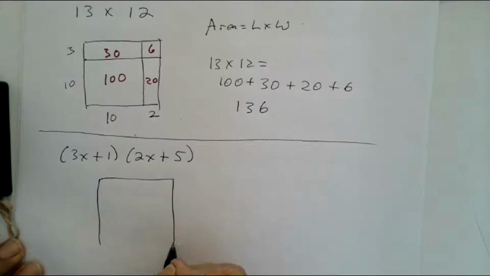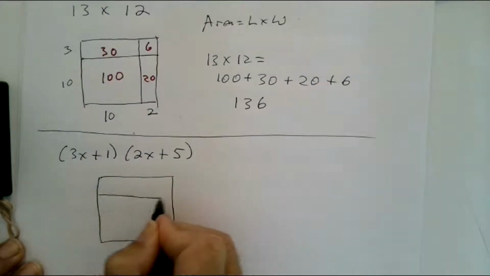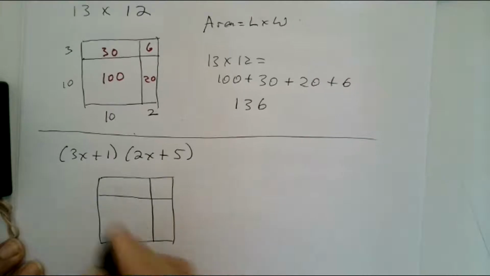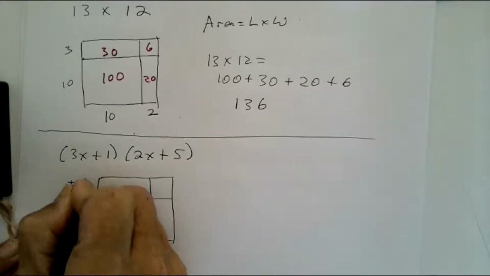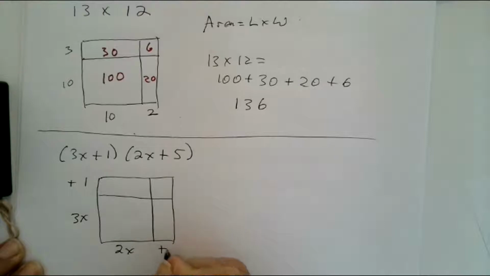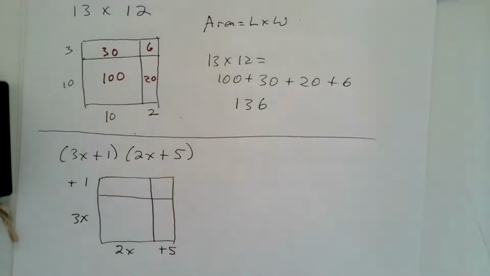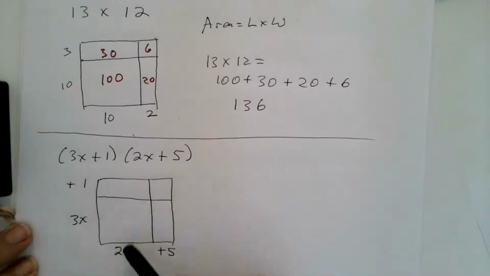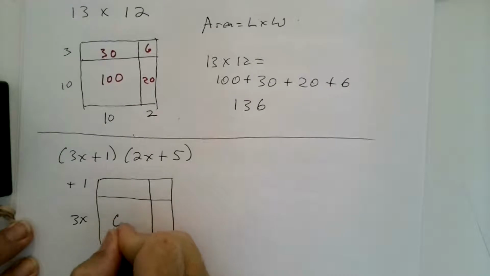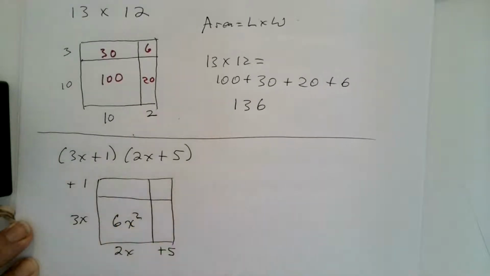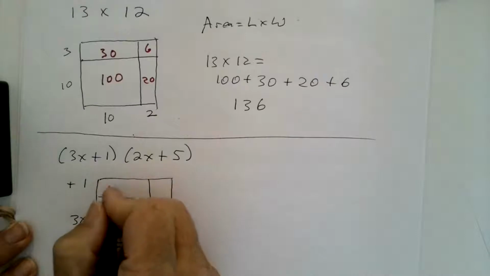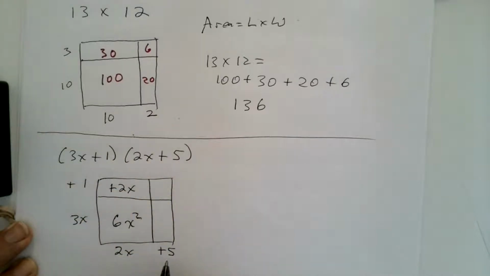So here we go. And you'll see that this generalizes quite a bit better. If this is 3x plus 1 here, and this is 2x plus 5 here, I am still thinking of multiplication as representing area. Area is length times width. So 3x times 2x for this piece, 3 times 2 is 6. X times x is x squared. Plus 1 times 2x is plus 2x. Plus 5 times 3x is plus 15x. Plus 5 times 1 is plus 5.